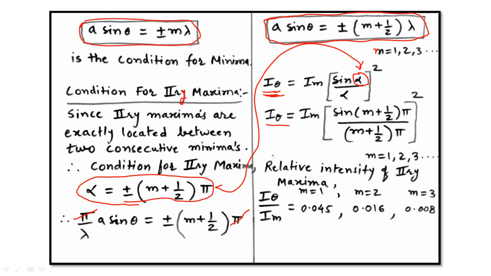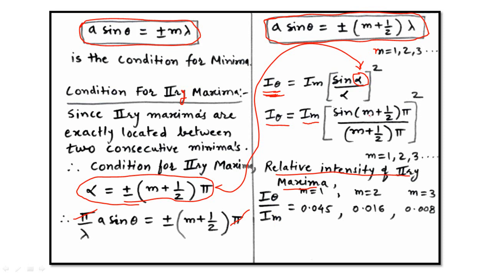So if I write the ratio of I theta upon Im, where Im is the intensity of principal maxima, while I theta is the intensity of secondary maxima, then this ratio I theta upon Im is known as the relative intensity of secondary maxima. And it is relative to what? It is relative to the intensity of principal maxima.